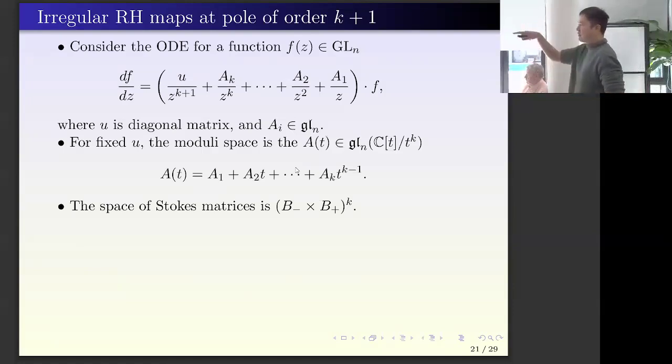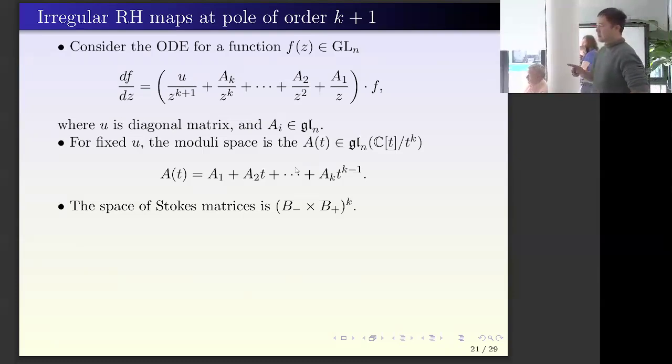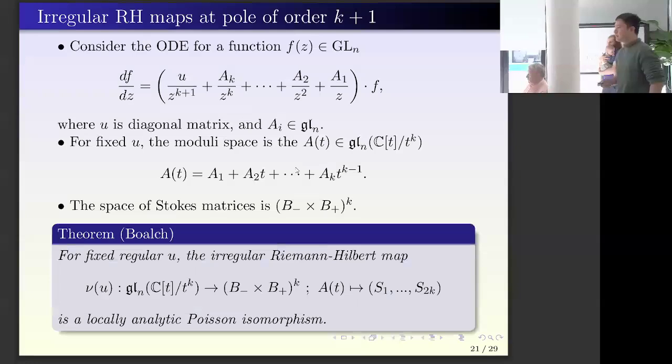So this is basically an n-by-n matrix with entries in this ring C[[t]] over t to the power of k. And in this case, the space of Stokes matrices is k multiples of the product of the set of lower triangular matrices with the space of upper triangular matrices, which I denote by B minus and B plus.